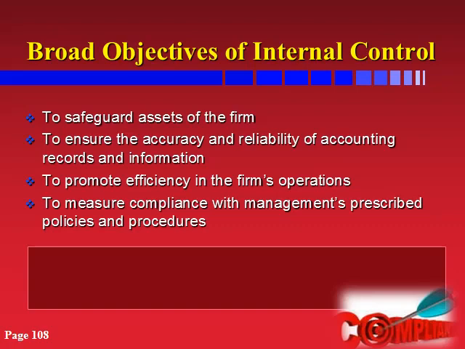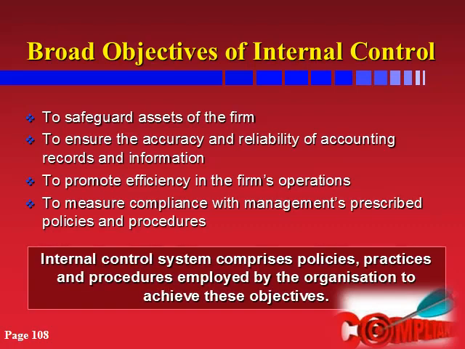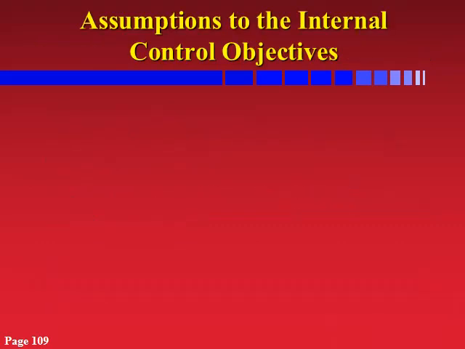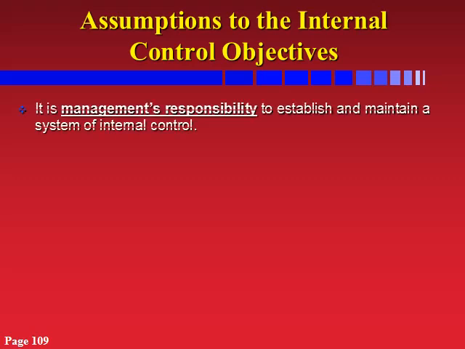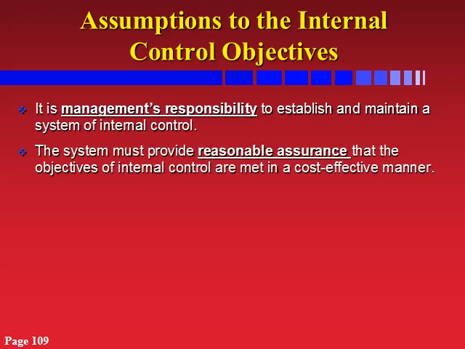So what then are internal controls? Now, an internal control system comprises policies, practices, and procedures, that's your 3 Ps, employed by the organization to achieve these objectives. And inherent in these control objectives are 4 assumptions that guide designers and auditors of internal controls. It is management's responsibility to establish and maintain a system of internal controls. The system must provide reasonable assurance that the objectives of internal controls are met in a cost-effective manner. If it's too expensive, it's not worth it.